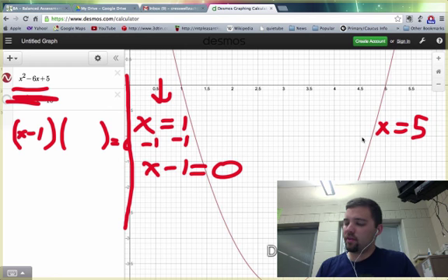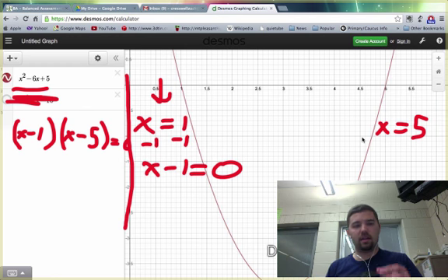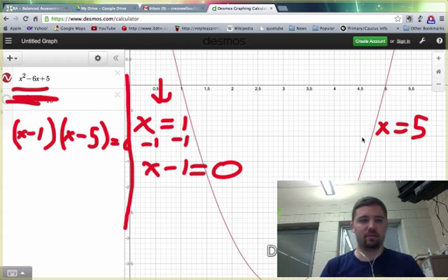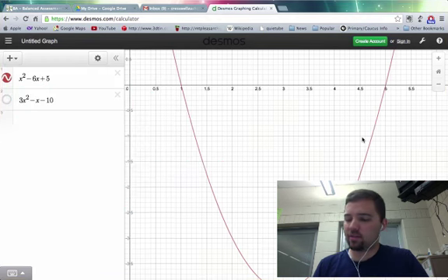Same thing for x equals 5. X minus 5 must be one of my factors. It's important that you make sure you understand the difference between a factor, x minus 5, x minus 1, and a solution, x equals 1, x equals 5. Okay, so let's move on to the next one.